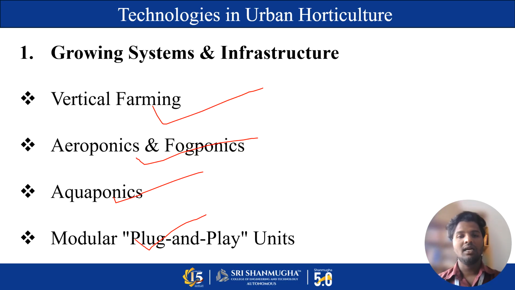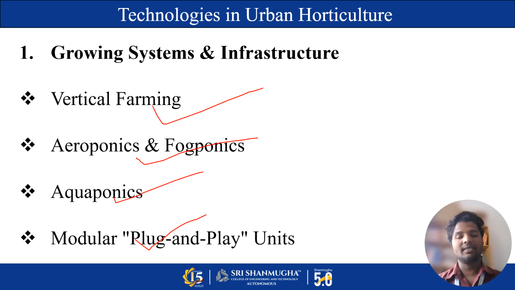The second one is aeroponics and fogponics. These are almost like the Formula 1 of hydration. By suspending roots in air and using ultrasonic sensors to create a nutrient fog, the fog contains particles 5 to 10 microns in size. So plants absorb minerals and oxygen simultaneously. This eliminates the risk of root rot and reduces water consumption by 95% compared to traditional soil.